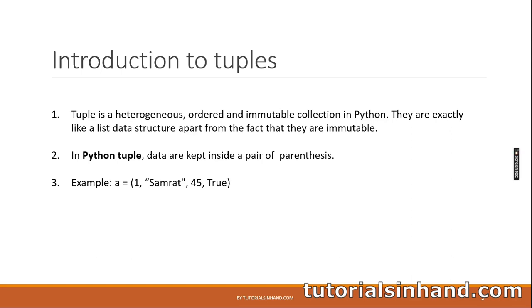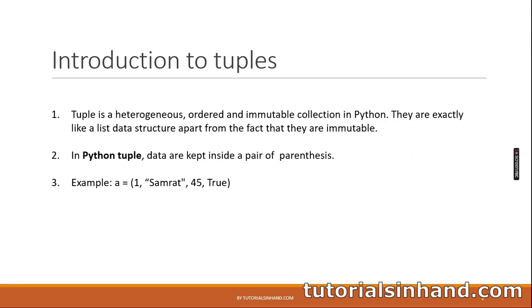Point number 2 says in a Python tuple, data are kept inside a pair of parentheses. So in case of the list data structure, we have seen we write the data items within a pair of square brackets. In case of sets, we write within a pair of curly braces, and in case of tuple, we write within a pair of parentheses.